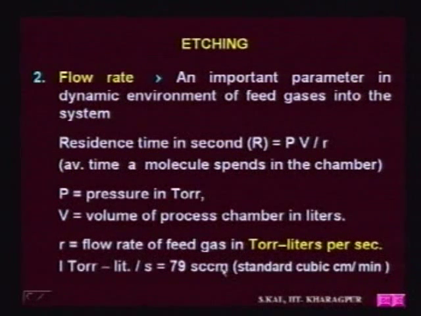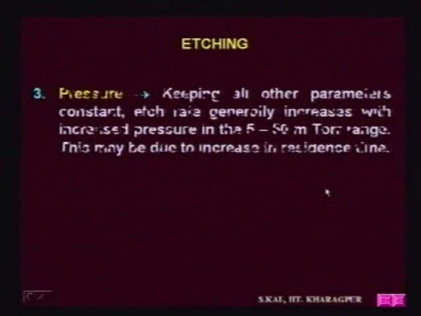The flow rate in many plasma reactors is expressed in terms of standard cubic centimeter per minute. SCCM is a common unit which is used in standard etching systems. So, the flow rate is one etch parameter. Next is, because flow rate decides the residence time of the plasma inside the chamber, and it depends on the PV by R. Next parameter is the pressure.